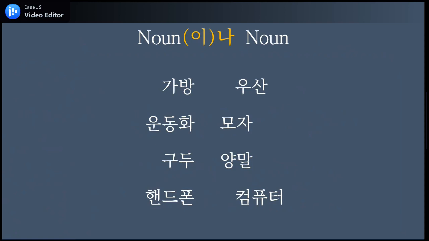Let's do some exercise for listing noun or noun. So number one, 가방 or 우산, a bag or an umbrella. 어떻게 말해요? 가방이나 우산. Second, 운동화 or 모자, sport shoes or hat. 어떻게 말해요? 운동화나 모자. 구두 or 양말. Shoes, formal shoes or socks. 어떻게 말해요? 구두나 양말.